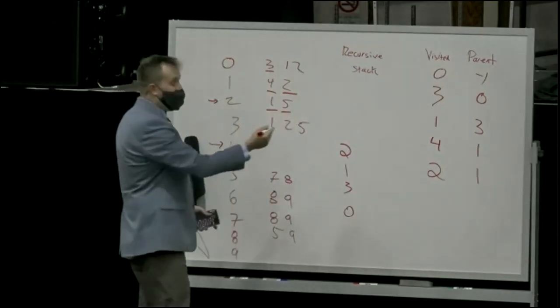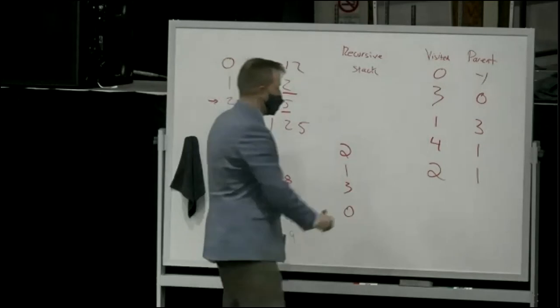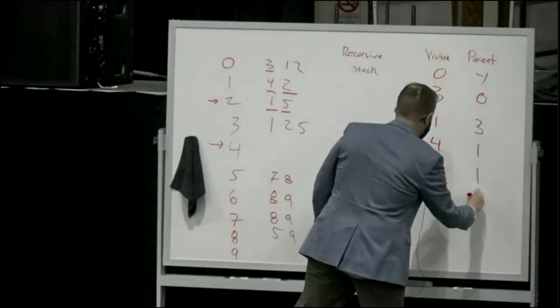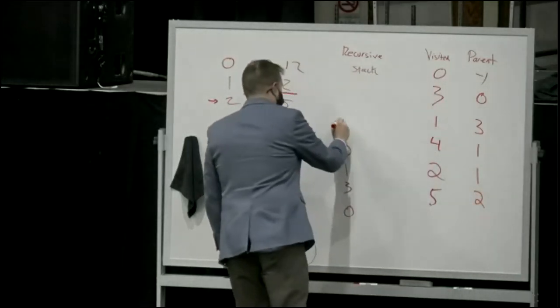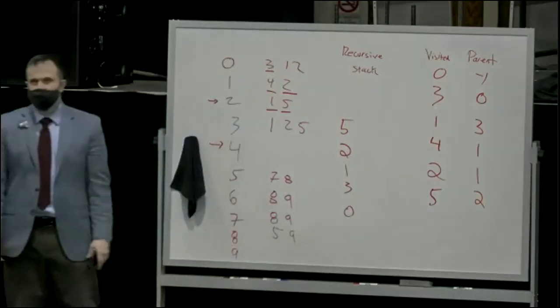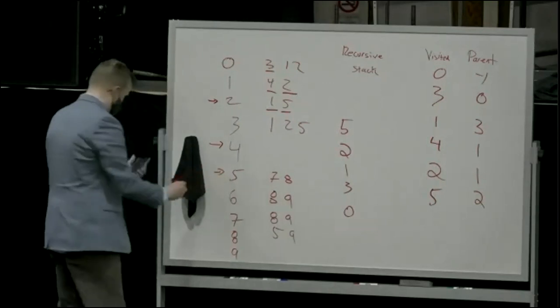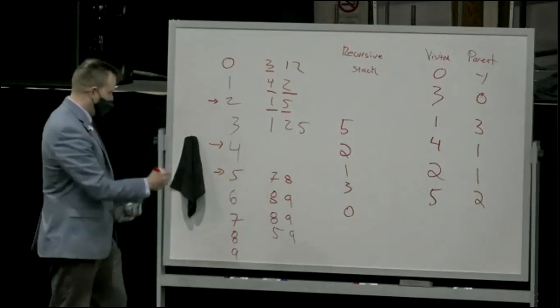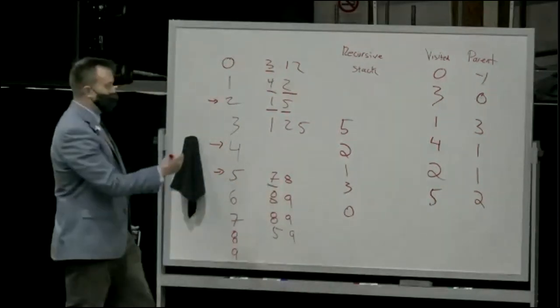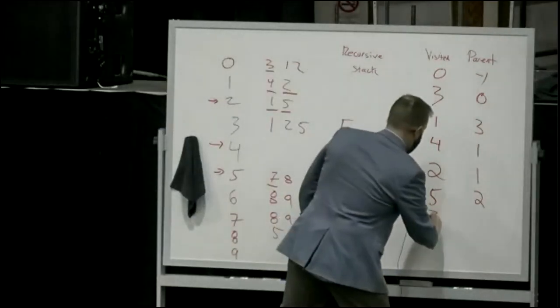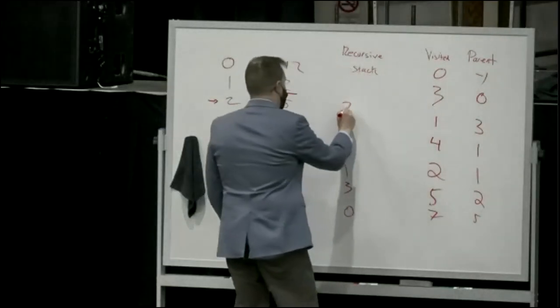So now 5 has not been visited. So we put 5 here, and its parent is 2. And then we put a call to 5 on the recursive stack. Right, so this means that we're now going to do 7. 7's parent is 5. And 7 goes on the stack.